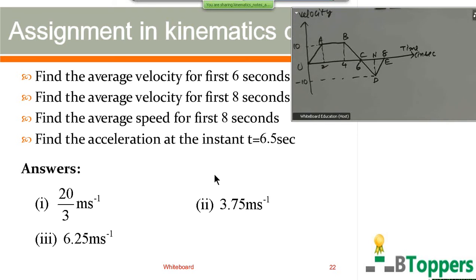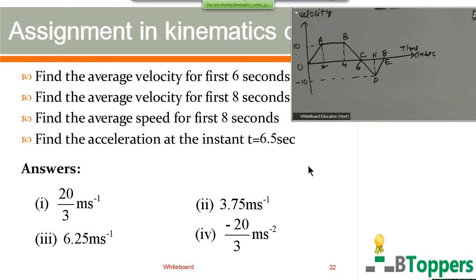So I'm showing the answers also on the screen. For first part question, you should get the answer as 20 by 3 meters per second. For second part question, you should get the answer as 3.75 meters per second. For third part question, you should get the answer as 6.25 meters per second. And for the fourth part question, you should get the answer as minus 20 by 3 meters per second square.